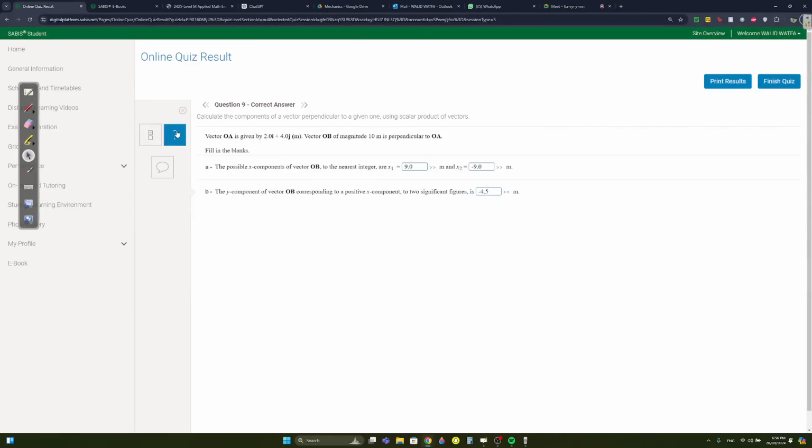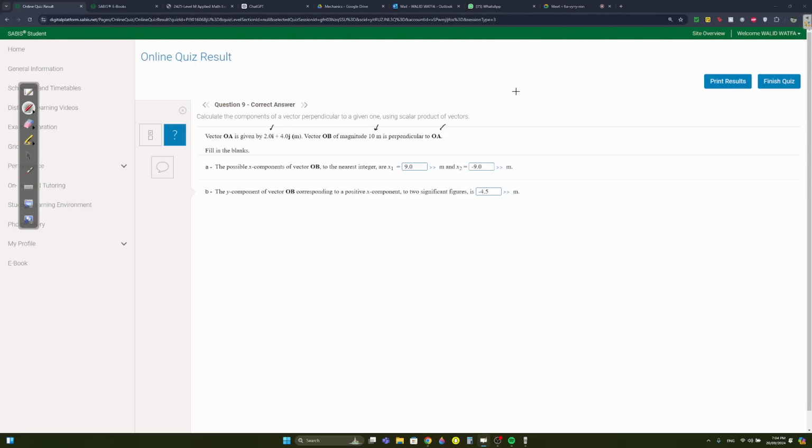Question. OA is given by 2i plus 4j. Vector OB of magnitude 10 is perpendicular to OA. Here, the reason they're saying there are two solutions is because when something is perpendicular, I'll show you. Like you have this 2i plus 4j, so it's over here at 2 comma 4, somewhere over here, right?